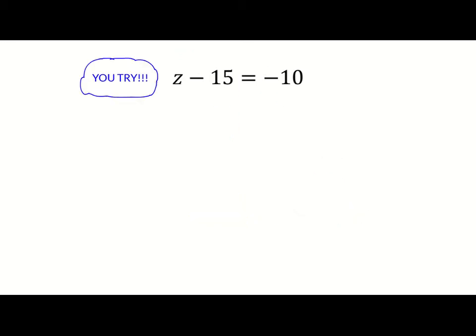At this point, it is time for you to try solving your own one-step equation. Please pause the video and try solving z minus 15 equals negative 10. When you have finished solving this equation for z, resume the video to check your answer.